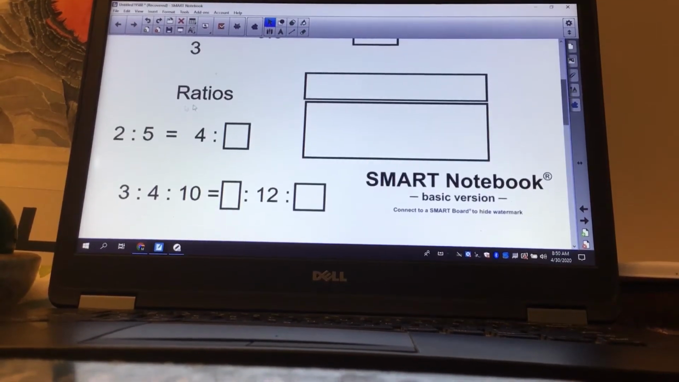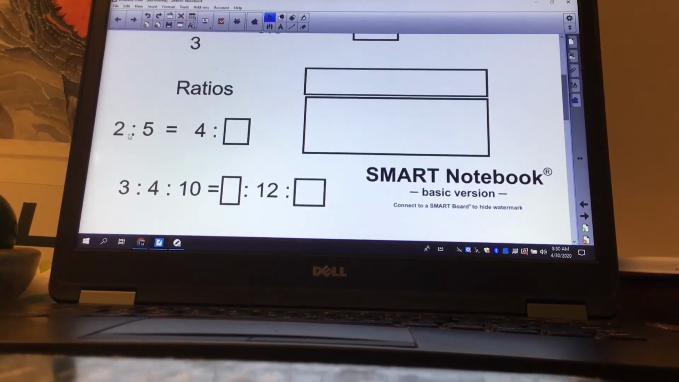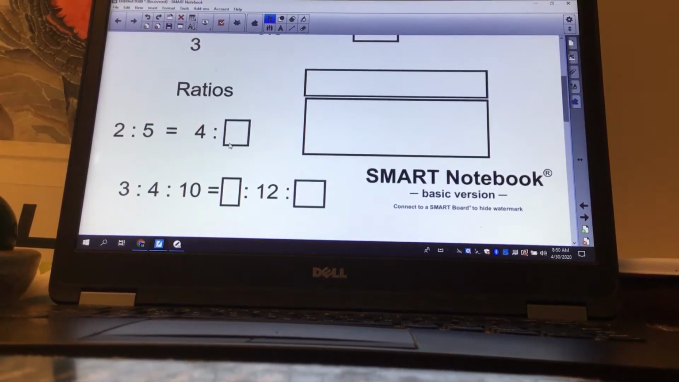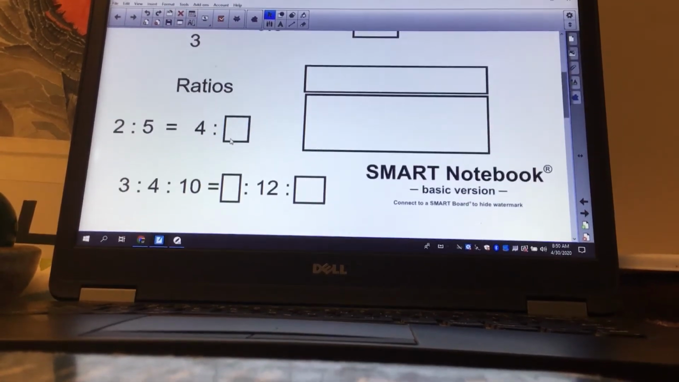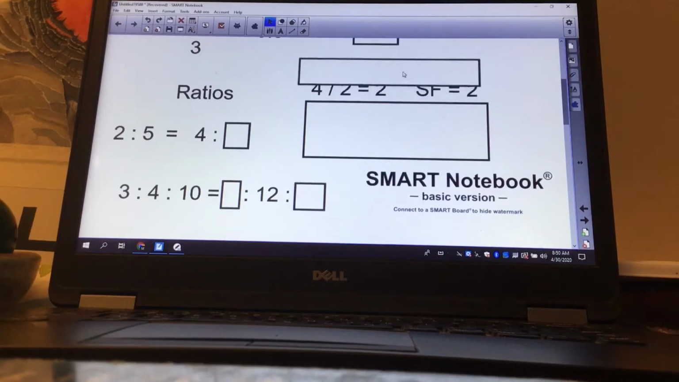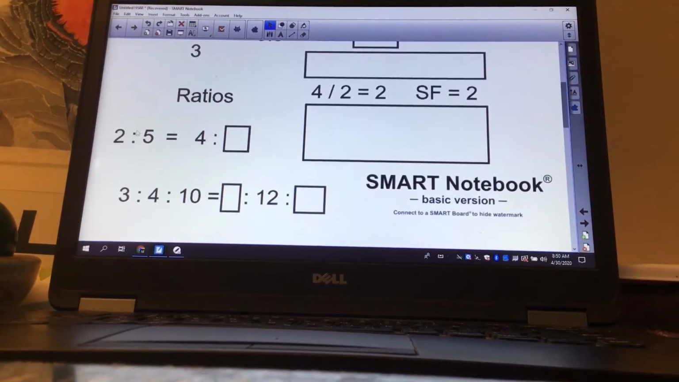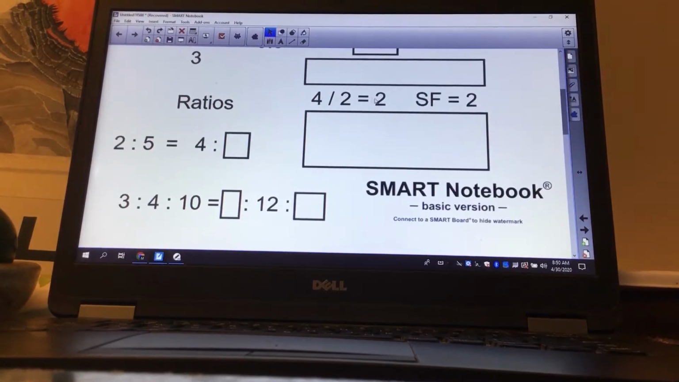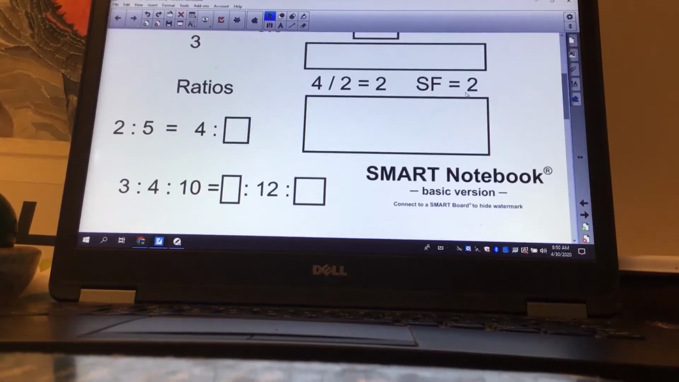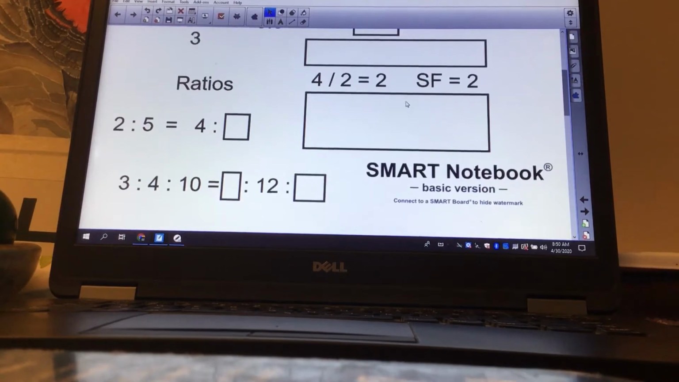Okay, with our first example here, ratios. 2 to 5 is equal to 4 to blank. So the first thing I do, I find my scale factor. I have the left side of both, I have my 4 and my 2. Okay, 4 divided by 2 gives me 2. So my scale factor is 2.